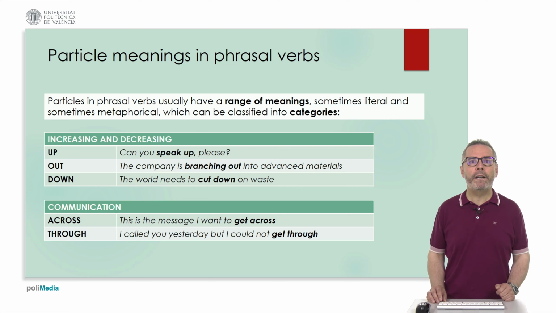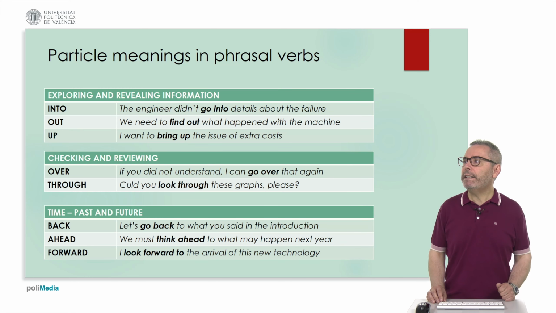Also, some of them are related to meanings with communication. Across and through are the most common ones. This is the message I want to get across. Or, I called you yesterday, but I couldn't get through. Some of the meanings are related to exploring and revealing information, such as into. The engineer didn't go into details about the failure. Out: we need to find out, to discover what happened with the machine. Or up: I want to bring up the issue of extra costs.